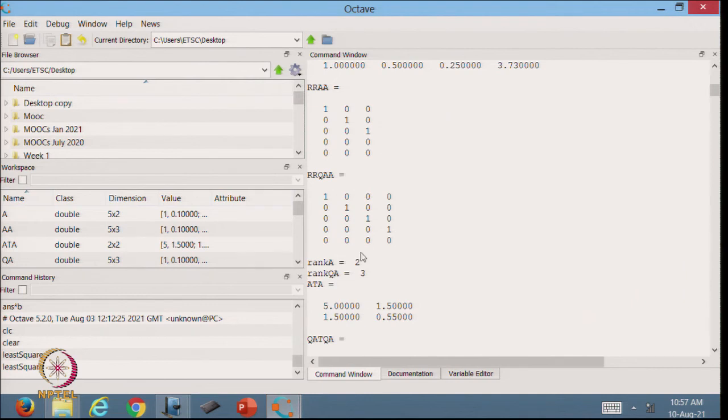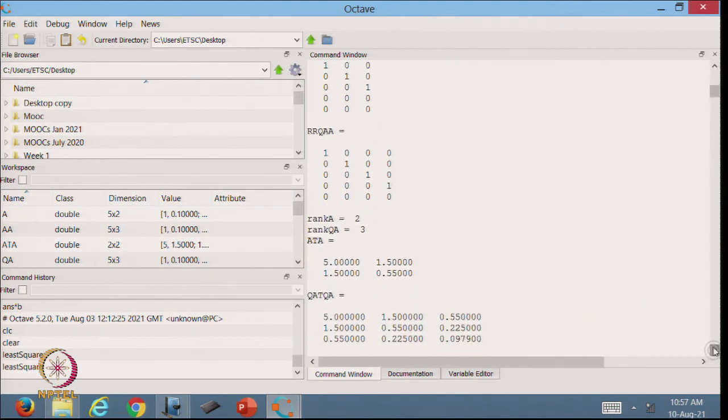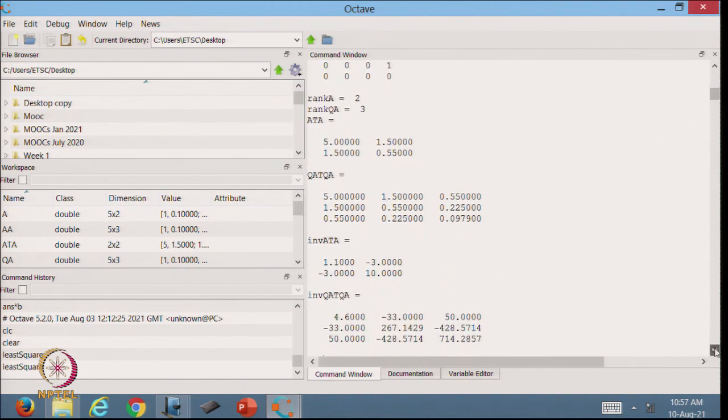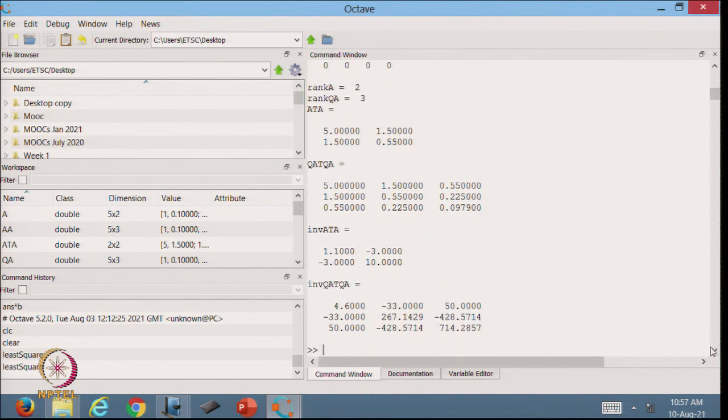So, this is the inconsistent matrix. Now, after that I have defined A transpose A matrix. This is a 2 cross 2 matrix, and these are the values. Similarly, I have taken the QA transpose QA. So, this is the 3 by 3 matrix I will get, and you can check that this is a symmetric, positive definite matrix.